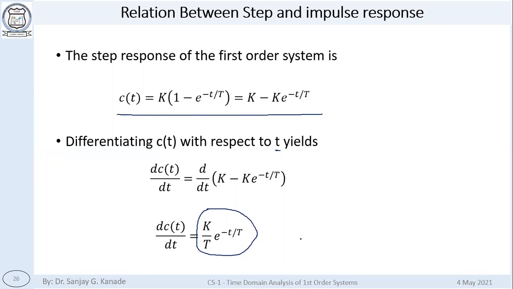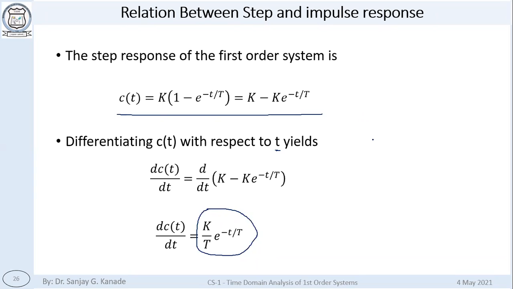So if we differentiate the step response, we get the impulse response. So the reverse relationship is also true. If we integrate the impulse response, we will get the step response. Okay. So remember this. If you have any questions, you can ask. You can interrupt and ask if you have any questions.